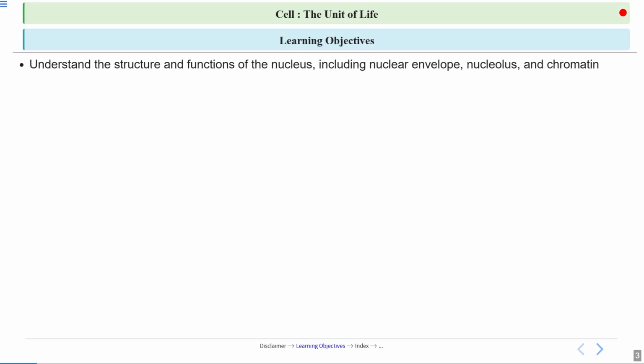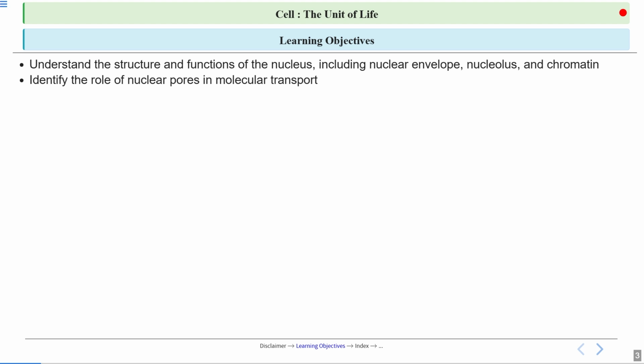So, what are the objectives of today's session? Today we will understand the structure and function of the nucleus. See, the nucleus is a very important organelle. It consists of the genetic material, which is DNA. We'll talk about the structure and the function of the nucleus. We'll also talk about the nuclear envelope, nucleolus, and the chromatin. We will identify the role of nuclear pores.